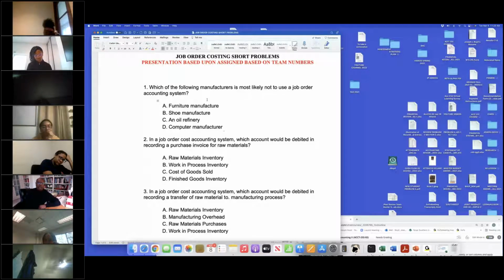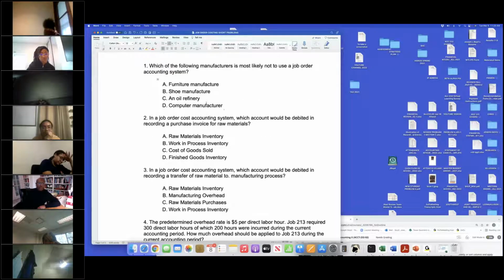Team two, in a job order cost accounting system, which account will be debited in the recording process? We chose A, raw materials inventory. Okay. That looks good to me. See, y'all so smart. In a job order costing system, which account will be debited in recording a transfer of raw materials in the manufacturing process?